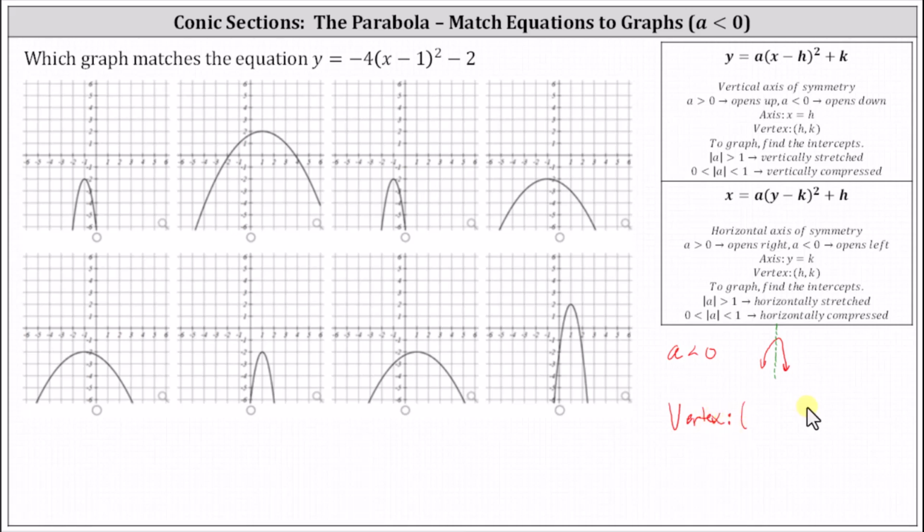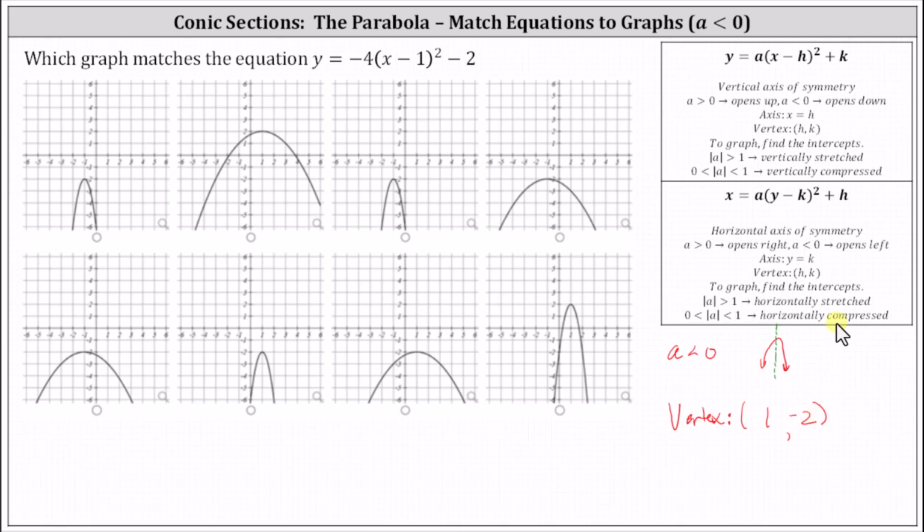Again, the vertex is h comma k. Because we have the square of x minus 1, notice h equals 1. And because we have a minus 2 on the end here, k is -2. So now we know the parabola opens down and has a vertex of 1 comma -2.